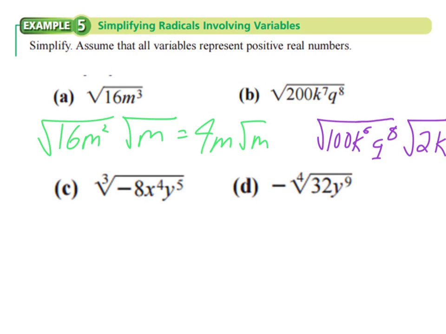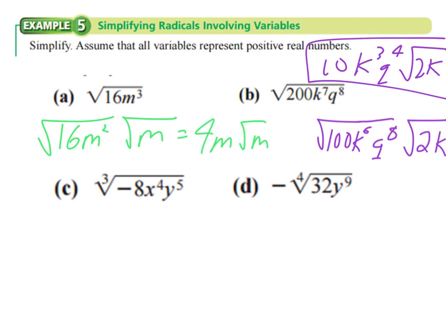And so we square root this first radical, so we get 10k to the 3rd, q to the 4th, and then the square root of 2k. And again, remember, we are assuming that all the variables represent positive real numbers, so we don't have to worry about absolute values at all.